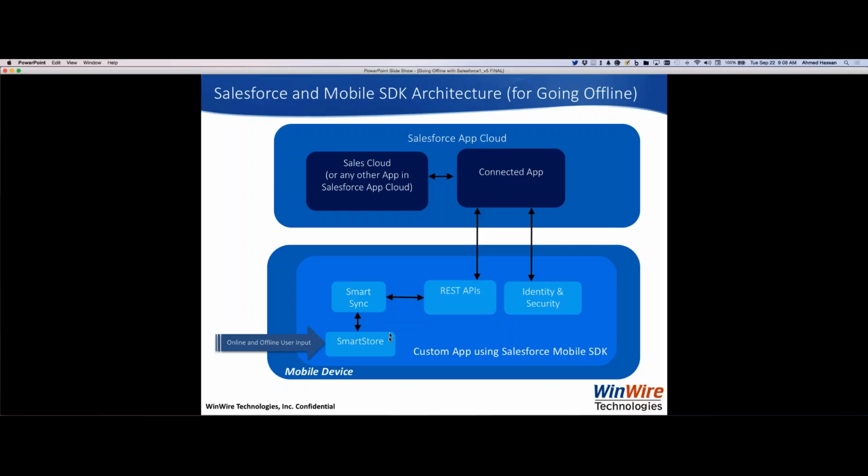From there, the device gets connected. The user is entering information, whether they're online or offline, into their mobile device, into a custom app that's been built using the mobile SDK, and that information is getting put into the SmartStore database, which is then leveraged by SmartSync and REST APIs to push data back up into Salesforce. And over there on the right, you can see that in order for any of this to work, obviously you have to be logged in. So broadly speaking, that's how the information flows, and these are the key components that are required. Let's go into more detail and drill into each one of these.